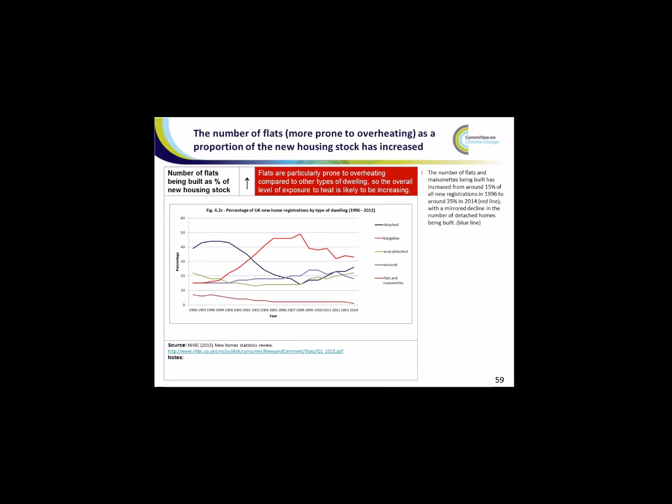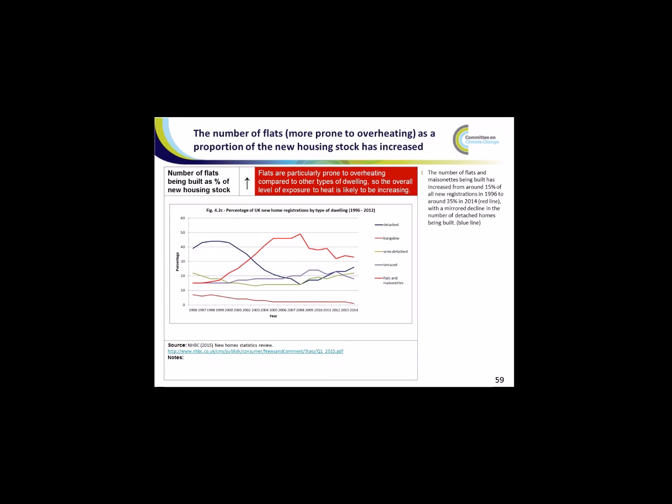Now, as you'd expect, because there's such a demand for growth of the housing stock, and because there's a lot more single occupancy households, there's an awful lot of flats building going on, which is the red line, and a corresponding decline in the number of detached dwellings. Now, there's a lot of evidence which we've referenced in the report to do with the fact that flats are much more prone to overheating than detached houses or even terraced houses. So that's one of our other indicators.